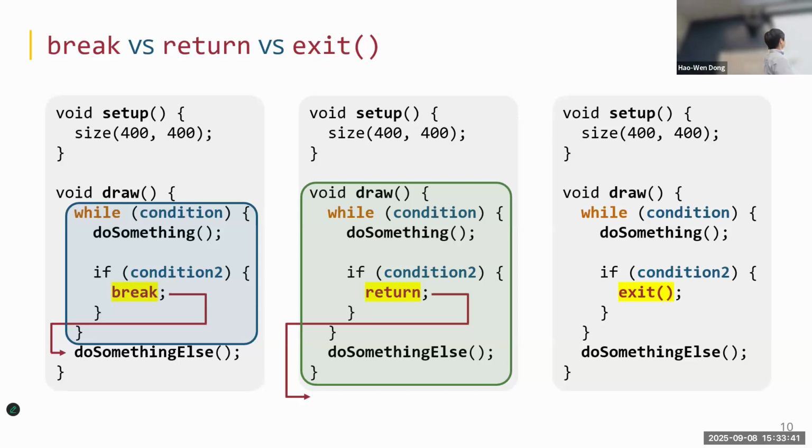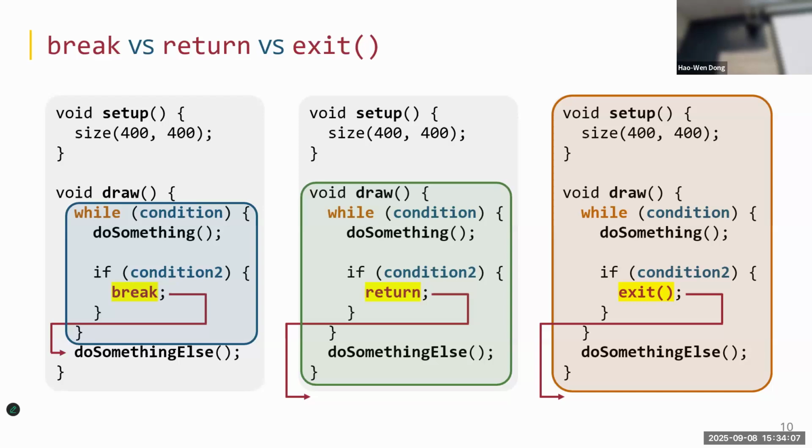Break gets rid of the current loopable block, and return will get out of the current function. The function here is the draw function, so you will just return and get out of that, and do something else won't be executed. And even worse, if you do exit, then the whole program will be gone. Once you do exit, the whole Processing sketch will be closed. This is what we call a block. This is the while block, this is the function block, and this is the whole program, the whole sketch block.